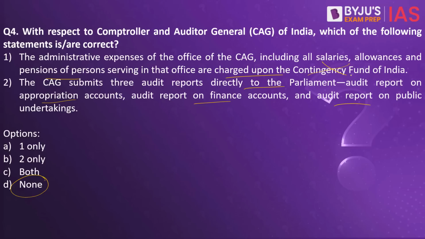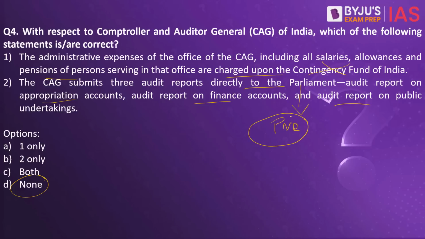When you look into the second statement, yes, the CAG does submit these audit reports, but not directly to the Parliament. First, it submits them to the President. It is the President who ultimately submits them to the Parliament. So basically, we have the audit report on appropriation account, audit report on finance account, and audit report on public undertakings. All these are taken up by the CAG, given to the President, and indeed, it is the President who gives them to the Parliament.